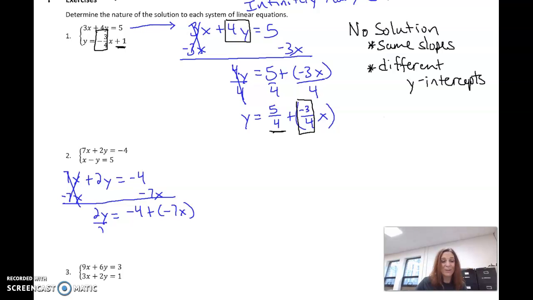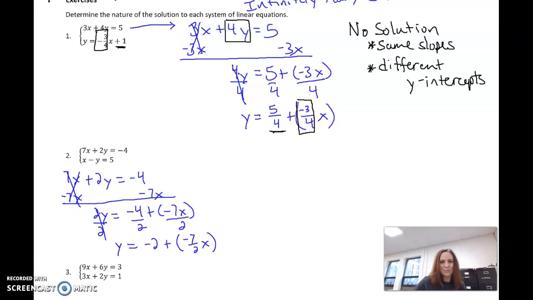Yeah, because now I'm going to divide by 2. This is multiplying. We undo multiplying by dividing. So I'm going to divide everything by 2. And I'm going to get y equals negative 4 divided by 2, which is a negative 2. Plus, you could change it to a decimal, but I'm just going to leave this as a negative 7 over 2 times x. Okay, I'm just kind of pulling these out together so I can see my slope.